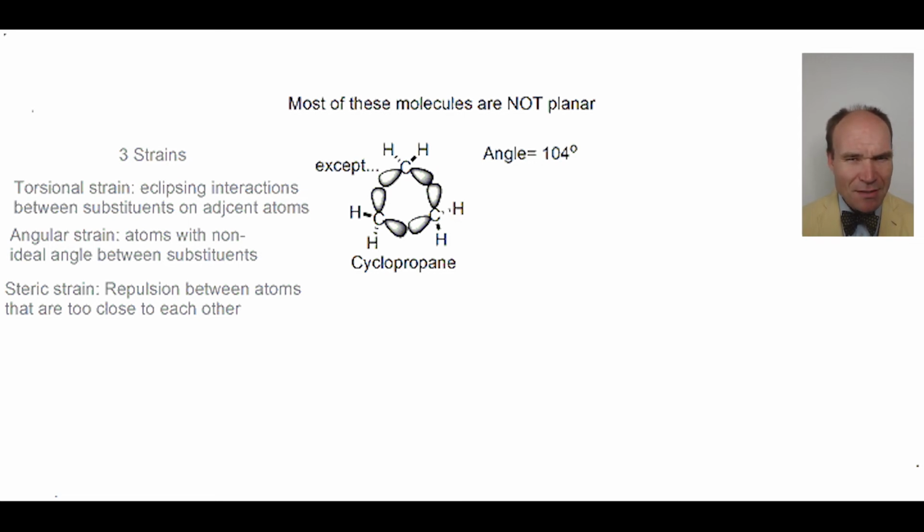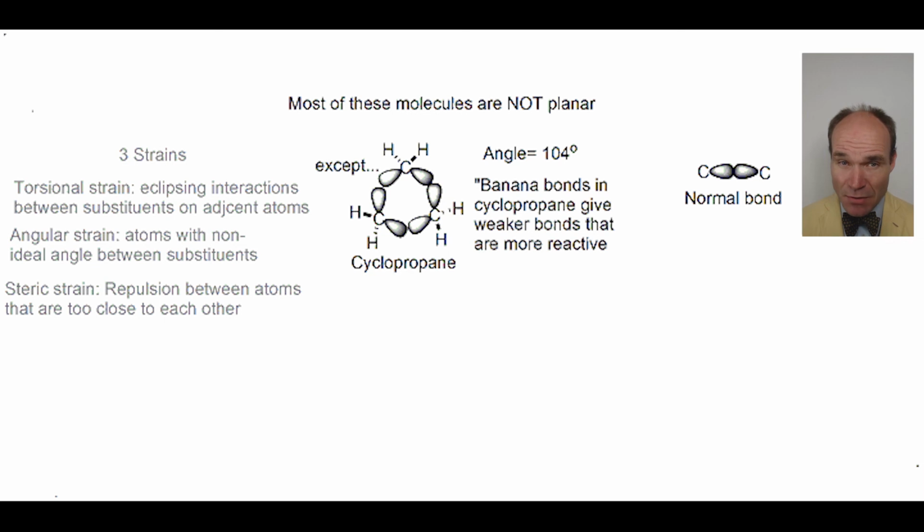When I say bonds, I need to be a little more precise. The angle between the orbitals. What's happening? Well, the sigma bond is warped. It's a kind of bent bond because it's under so much strain. For a cyclopropane, most strain is coming from angular strain, and these are called banana bonds for what I hope would be obvious reasons. They make the bond weaker. It's easier to break that bond as a result.